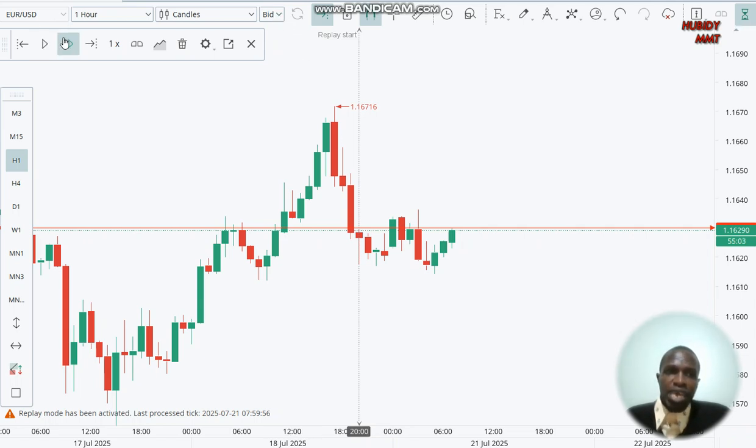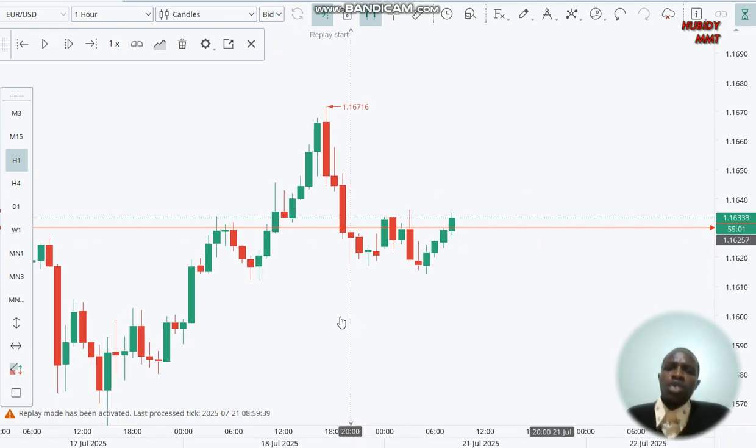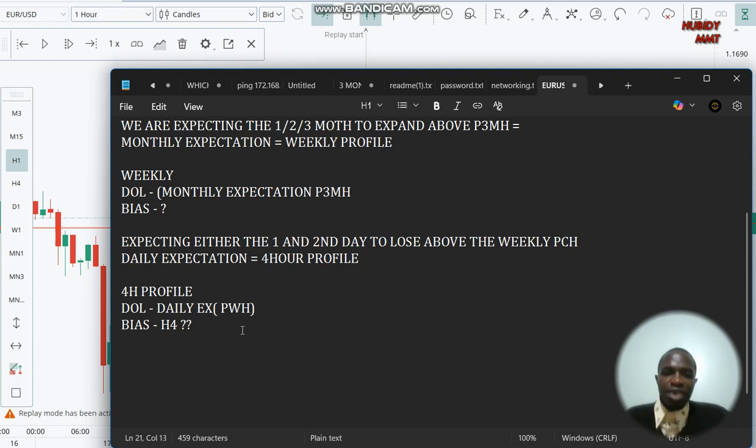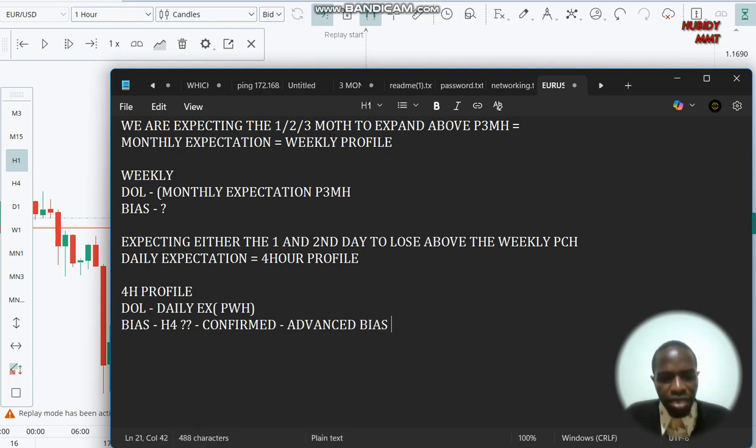Playing one candle, we got our advanced bias activated. So then we now trade the H4 profile. So how do we trade it? Let's fill up this trading plan. Now we have our bias confirmed, and the advanced bias 1 is bullish. So now we have our bias.